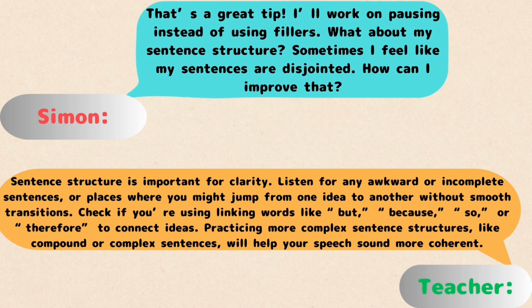Sentence structure is important for clarity. Listen for any awkward or incomplete sentences or places where you might jump from one idea to another without smooth transitions. Check if you're using linking words like but, because, so, or therefore to connect ideas. Practicing more complex sentence structures, like compound or complex sentences, will help your speech sound more coherent.